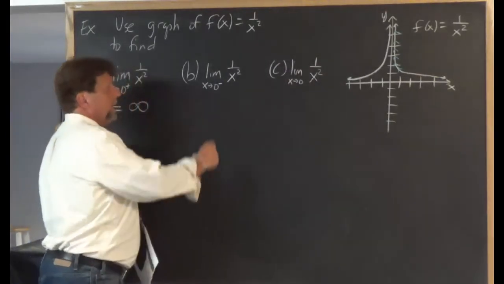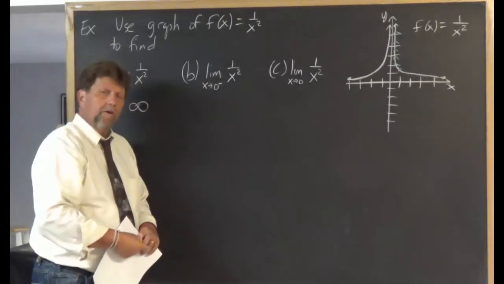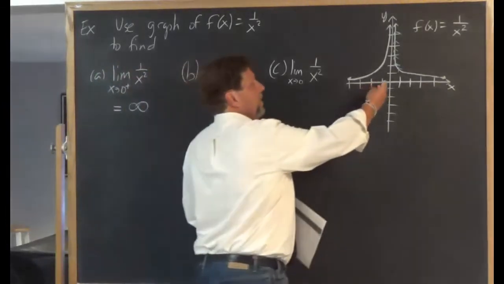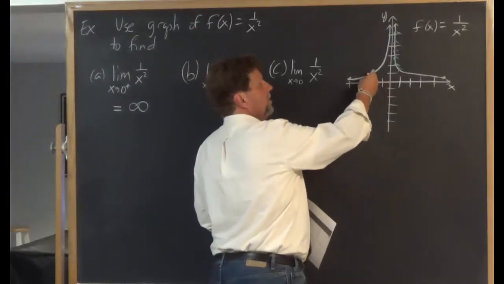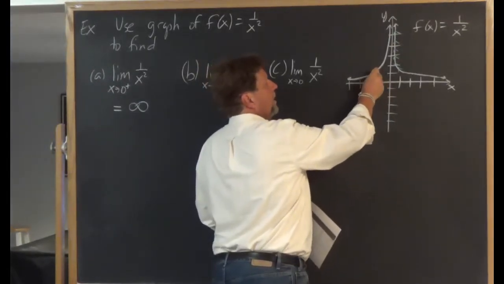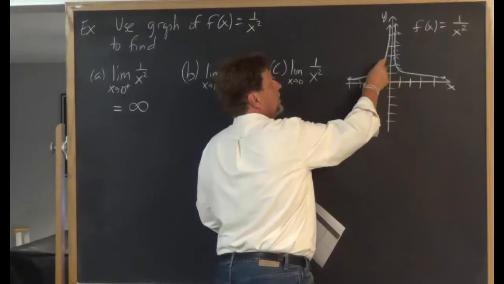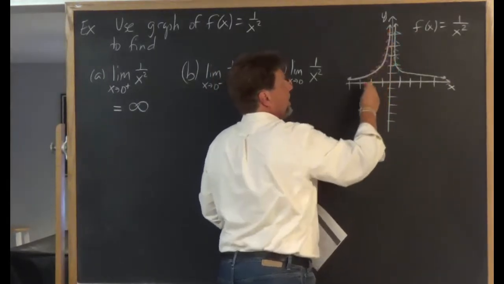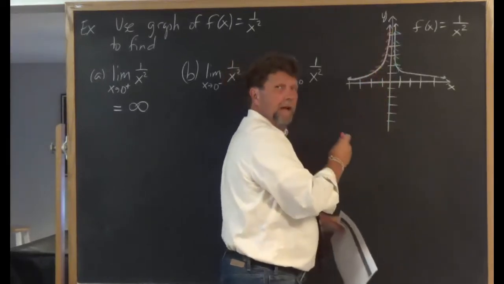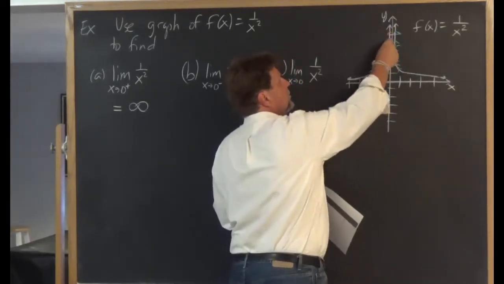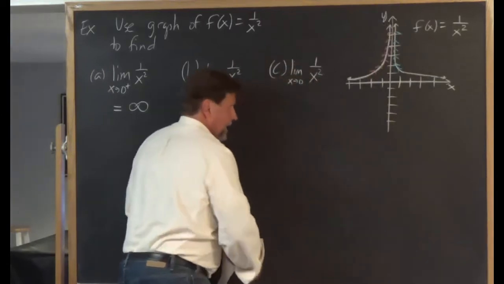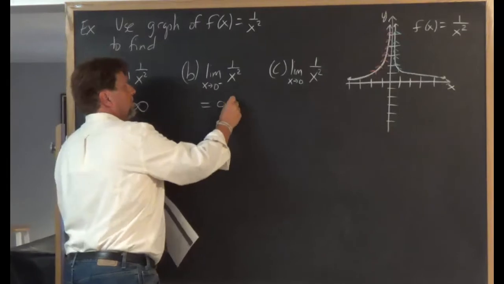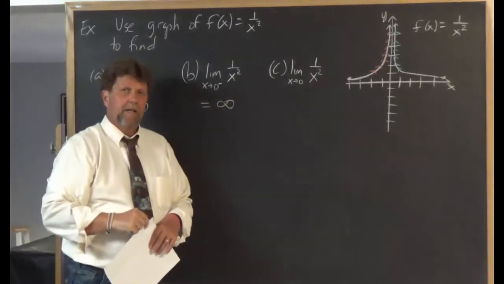For part B, the limit as x approaches 0 from the left side of 0 of 1 over x squared. I come to the left of x equals 0, put myself on the graph, and I let my x's get closer and closer to 0. And as my x's are getting closer and closer to 0 from the left side of 0, I see that those y's are increasing without bound. So that limit is also infinity.